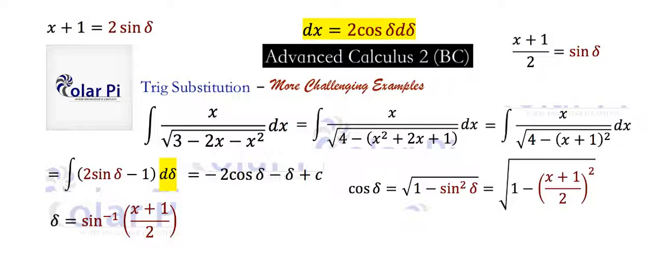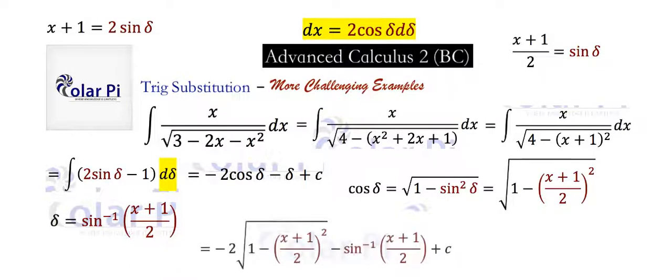So now we've got all the pieces together. We know cosine delta, it's right here, the square root quantity right here. And we've got delta, it's right here, sine inverse of x plus 1 over 2. So our final answer is unsurprisingly going to look like that. Okay, cool.